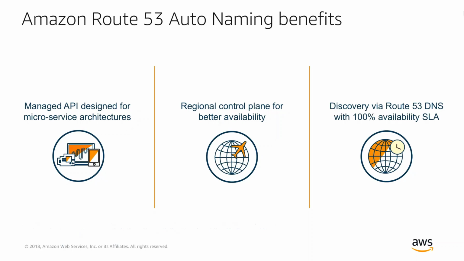So the auto naming benefits, it is a managed API, so you don't have to scale or manage anything. It's a regional control plane, so it's highly available, and it's available across regions within Amazon, as well as within one region. And we have a 100% availability SLA for Route 53 DNS. So you can really count on this system, rather than having to worry about, well, if my etcd goes down or my console or zookeeper, with Route 53, you don't have to worry about it going down because we are committing to 100% availability for Route 53 DNS service discovery.